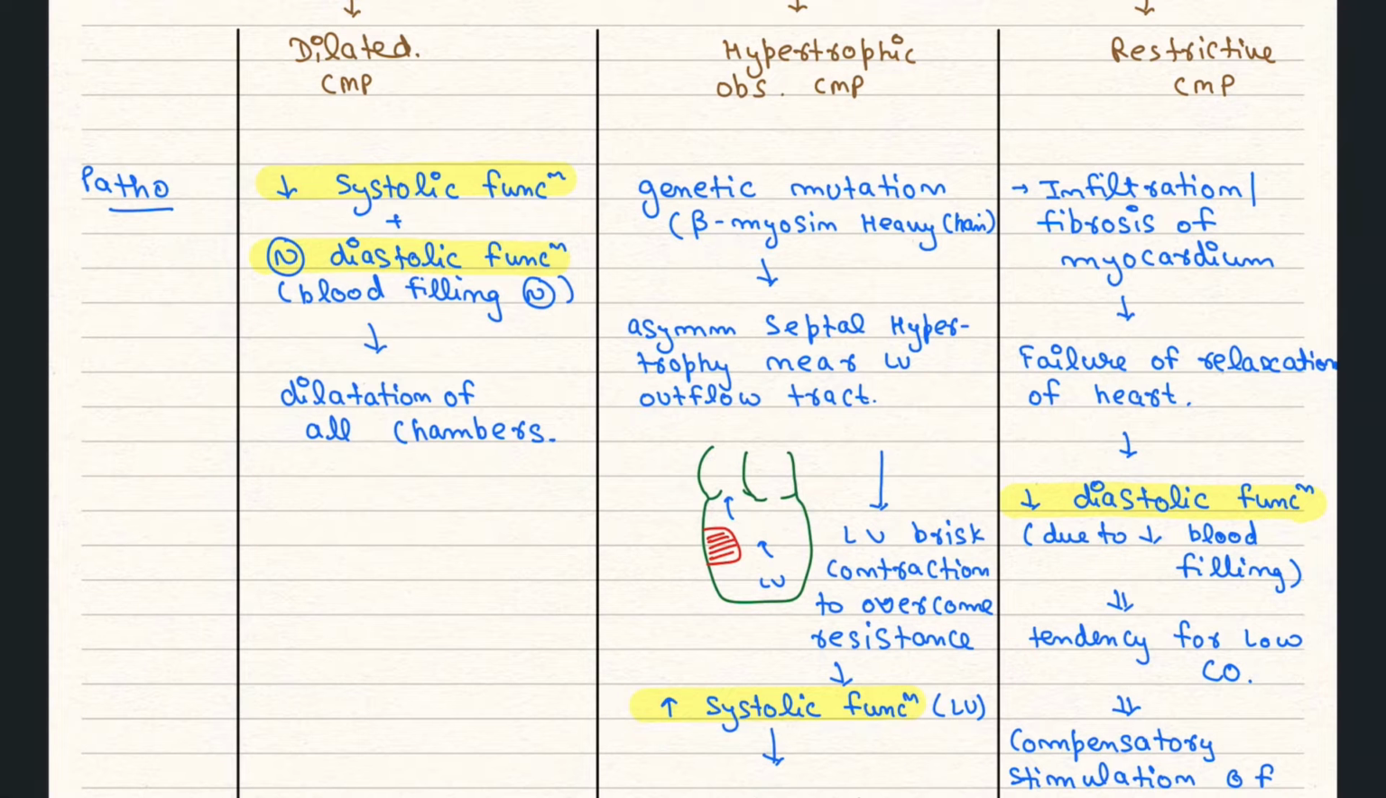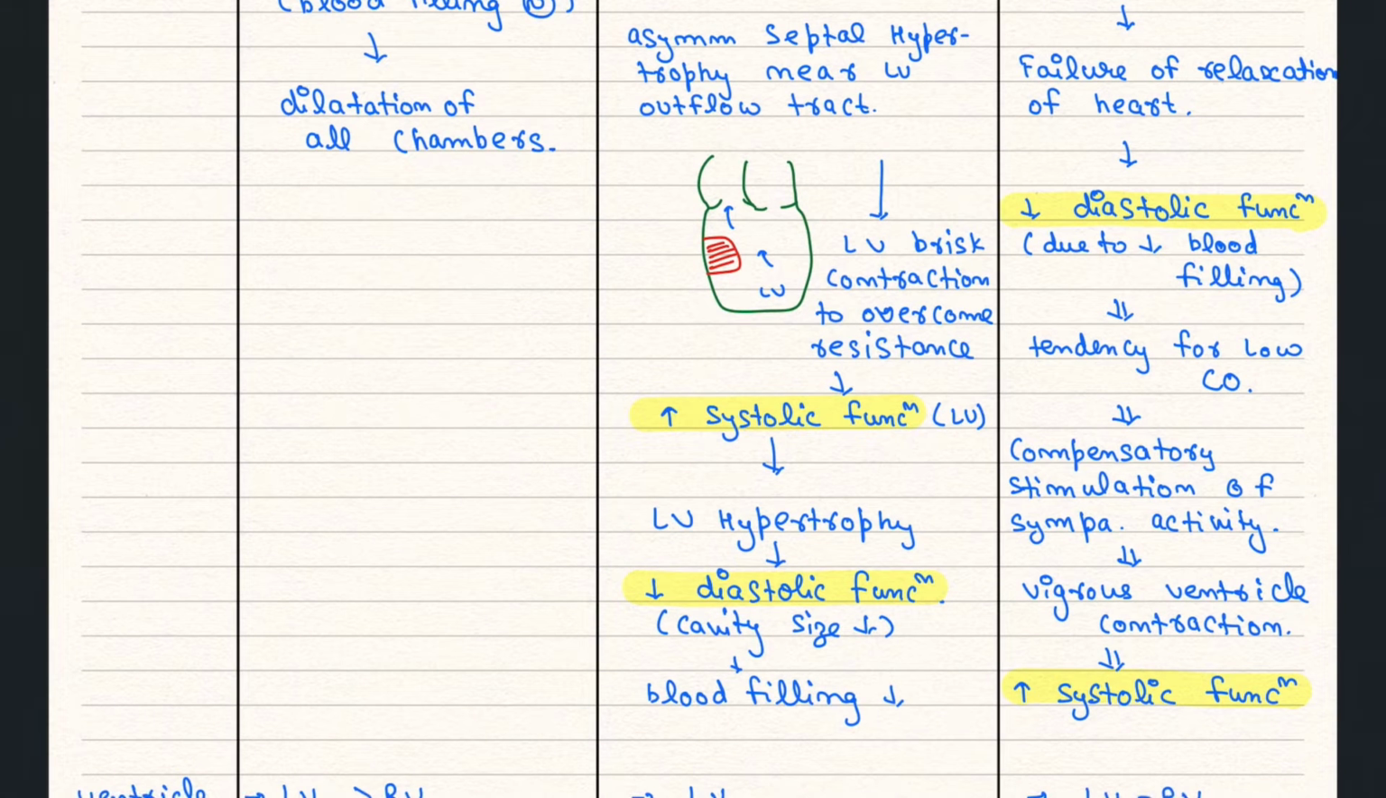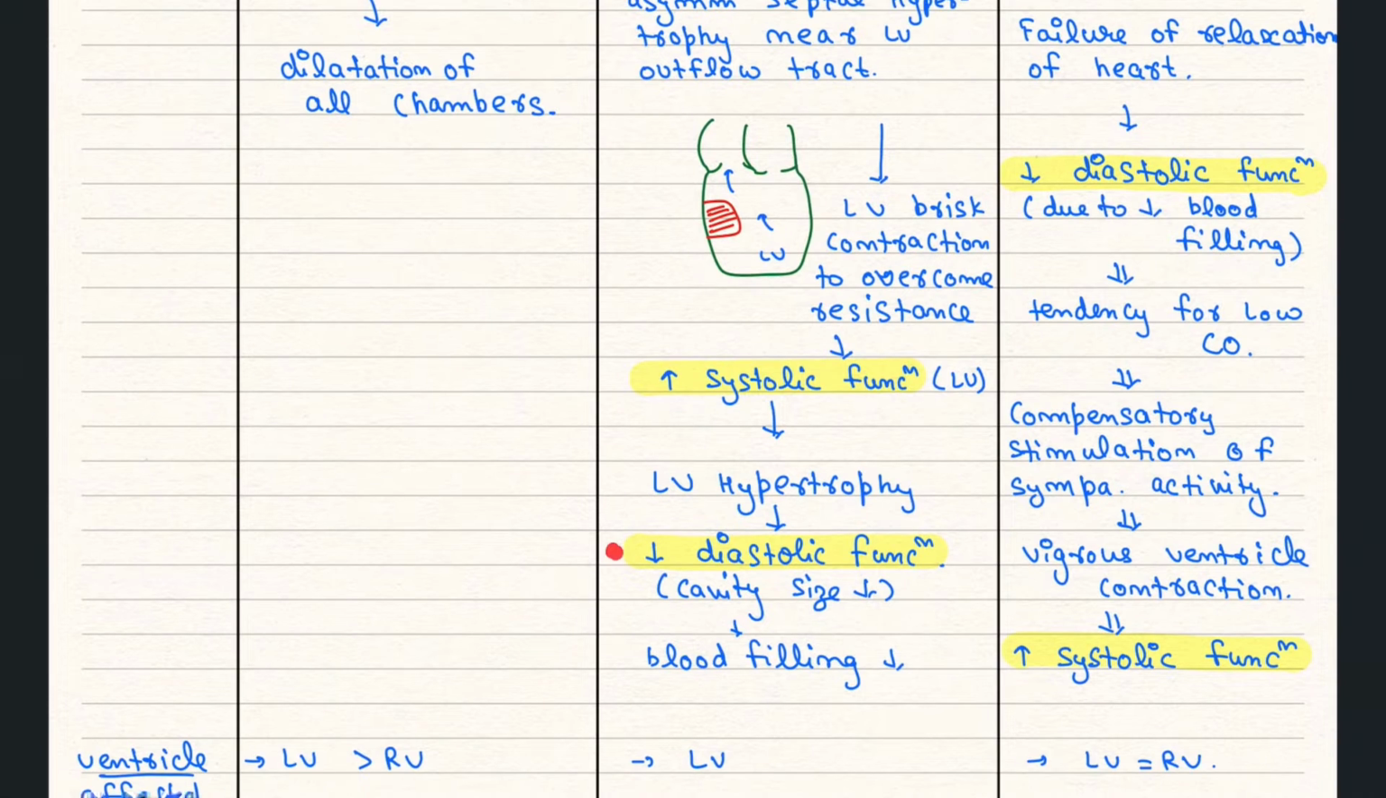What happens in hypertrophic cardiomyopathy is that it generally occurs due to the genetic mutation of beta myosin heavy chain, which leads to the asymmetrical septal hypertrophy near the left ventricle. This can lead to the increase in systolic function, which can lead to left ventricle hypertrophy. As we learned, systolic function will increase, concentric hypertrophy will occur, left ventricle hypertrophy will occur, which decreases the diastolic function, so blood filling will be decreased.